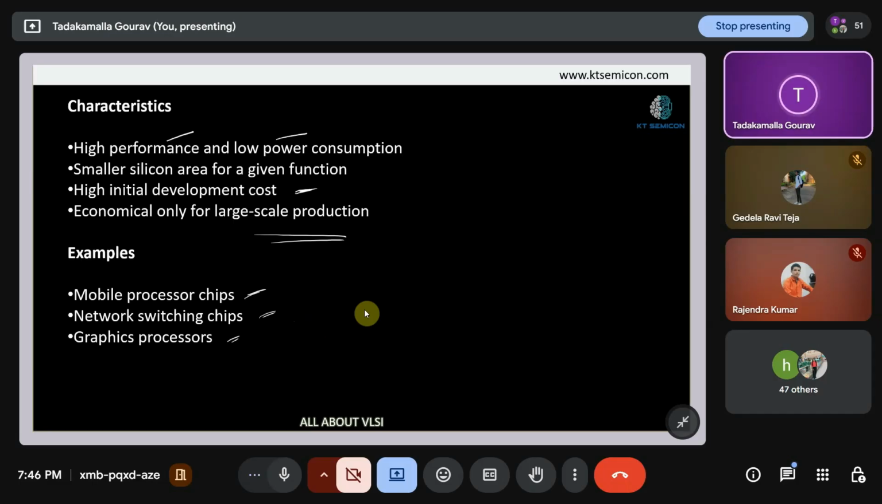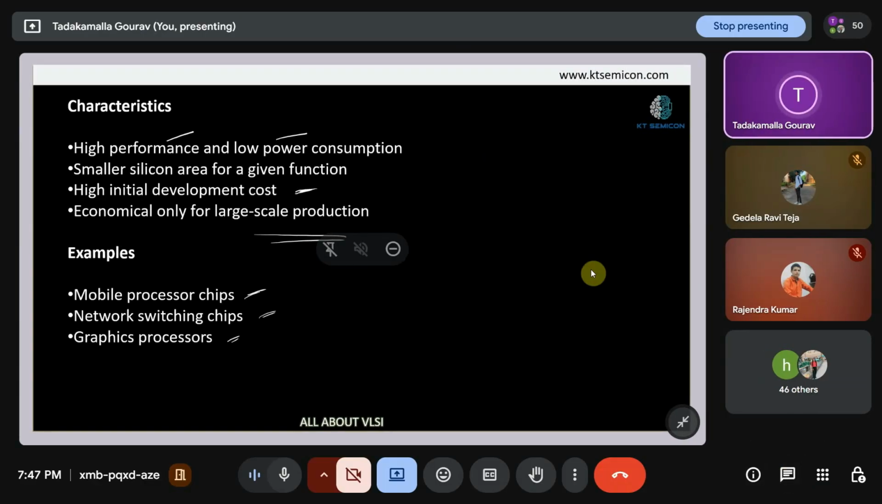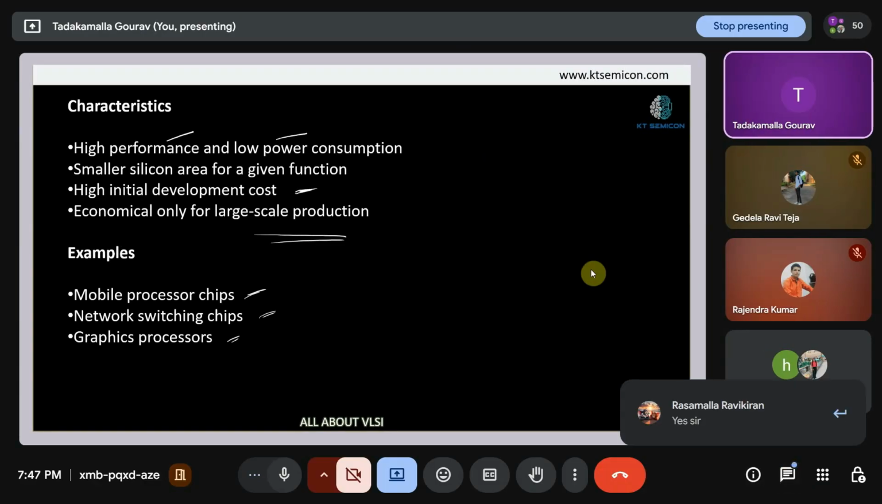So is it clear for everyone? Did you get a brief idea about where you are going to use these ASICs and why you are going to use them? These two are very important points to be noted, because where and why are very important: why you are using and where you are using. In interviews also, most people are going to ask you where and why. Are these two points clear? Any doubts or any queries in this?